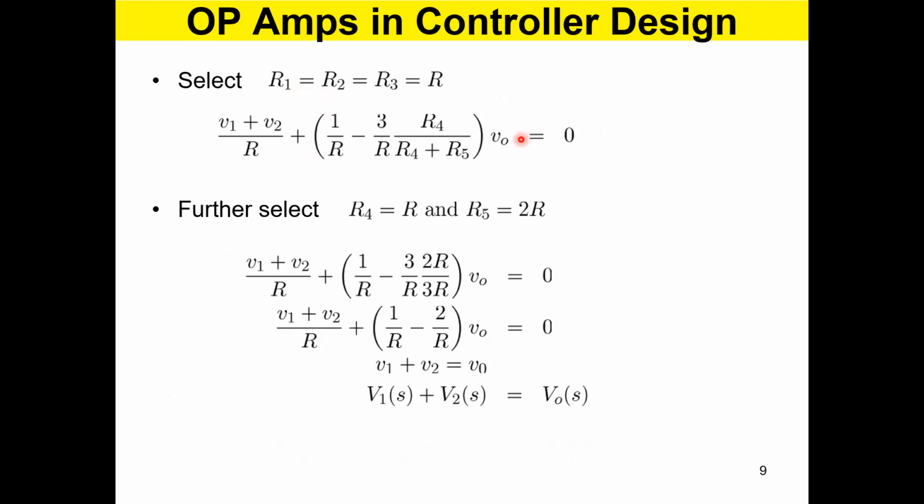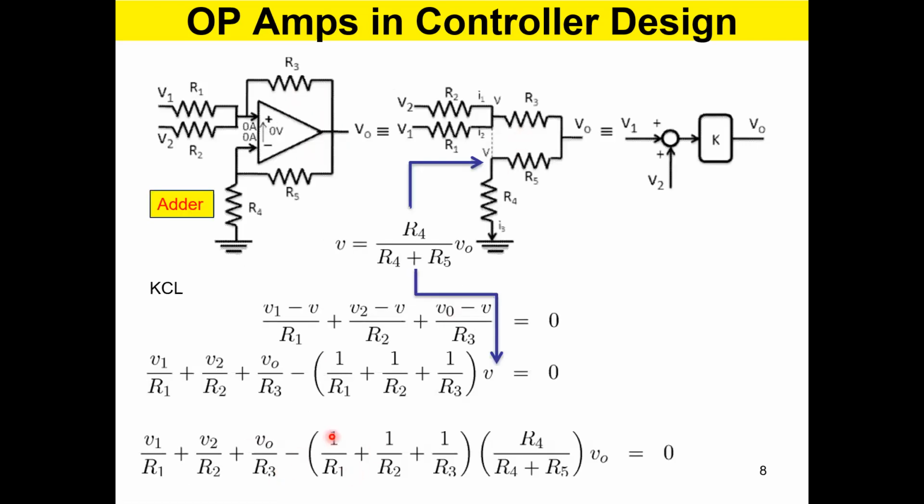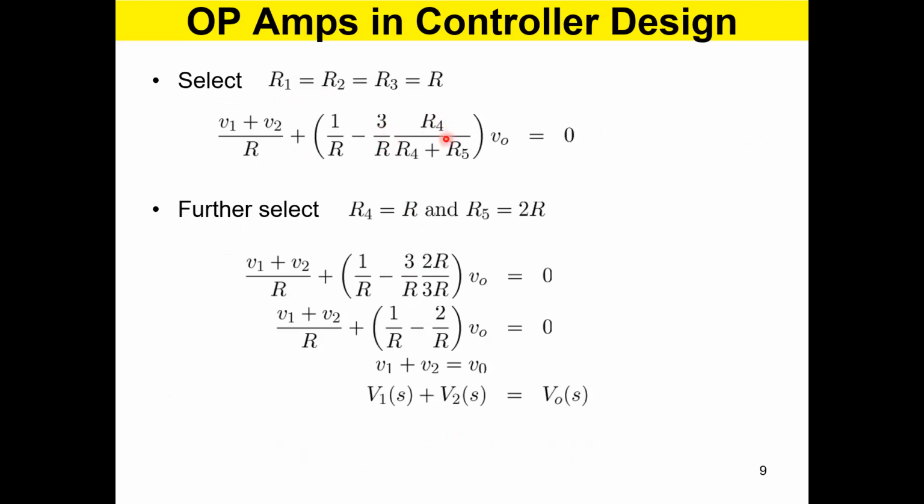1 over R V out. And also this one is 1 over R1, 1 over R2, 1 over R3. This whole becomes 3 over R, just like this, 3 over R. And the rest follows like this. So when you do further assumption that R4 is equal to R, and R5 is equal to 2R, right? Then you make it like this, eventually like this, right? So it is the adder now. V1 plus V2 is equal to V out. That is how you use an op-amp to add two signals together.